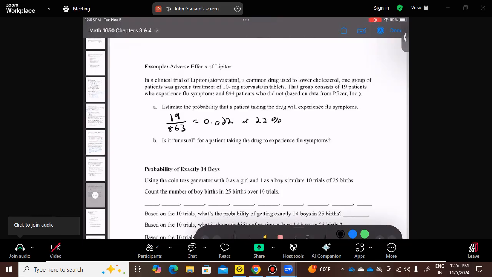Is it unusual for a patient taking the drug to experience flu symptoms? Yes. This probability is very low and less than 5%. It's likely that maybe they would just get the flu and it had nothing to do with the drug. It's basically what this is saying.